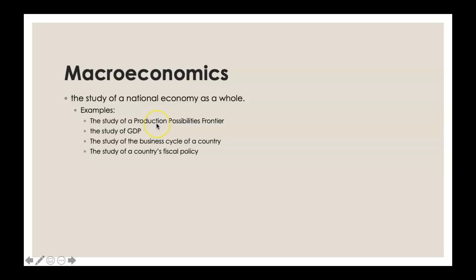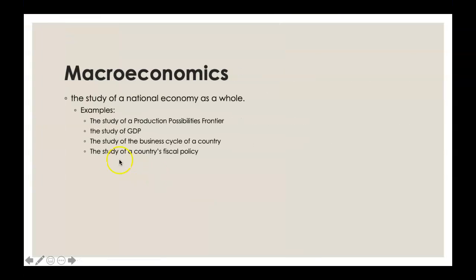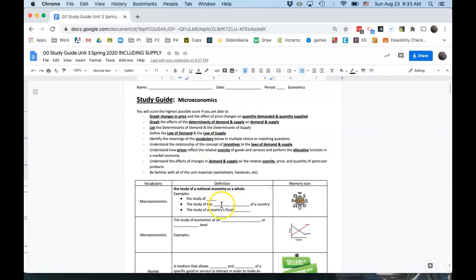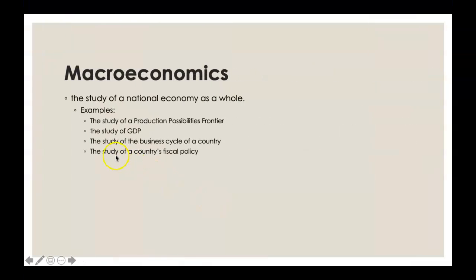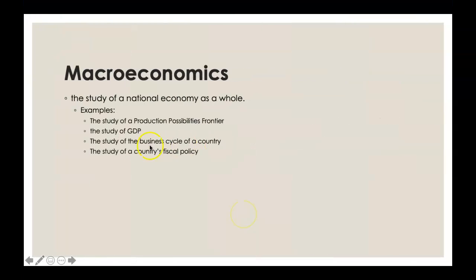So this is the first thing you want to put in your study guide: study of a country's production possibilities frontier, which is something we've already done. You could also put the study of the business cycle of a country in this blank. The study of a country's fiscal policy. Also the study of GDP, which is done during the unit of macroeconomics.